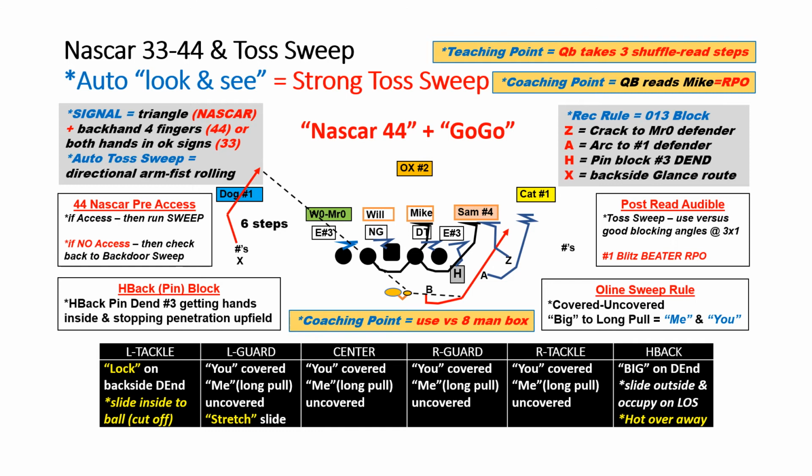All right, our next audible or check is to go to toss sweep again if we've got people numbers outside or bad numbers inside and you want to get the ball to your back still. We'll just go to a NASCAR 44. Again, even number puts us in the 3-by-1 overload to the right, and 44 just changes our automatic play to pin and pull sweep to the right with a toss technique by the quarterback and the running back.